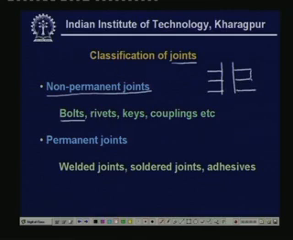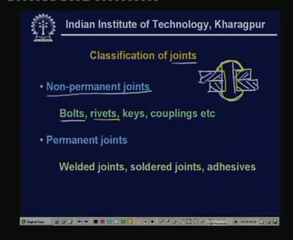Suppose there are two plates which we are going to connect. This is one plate and this is the other plate. Then the riveted joint looks somewhat like this. So this is the riveted joint, where this one is a single piece. So this is a riveted joint.